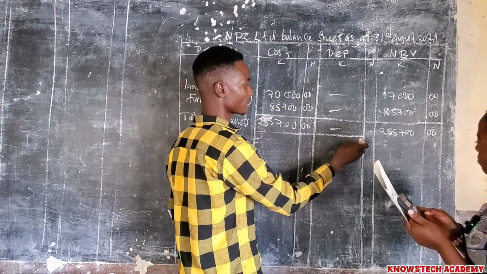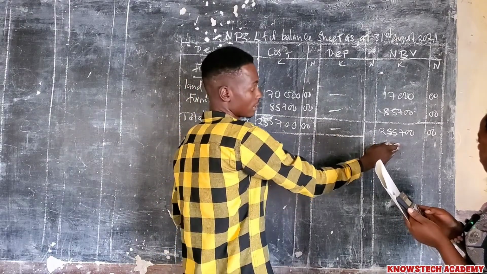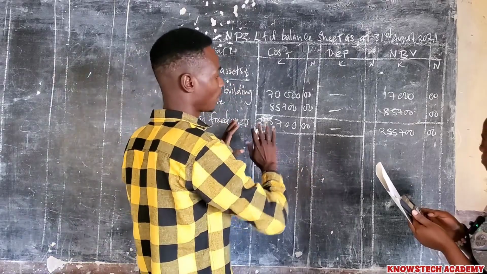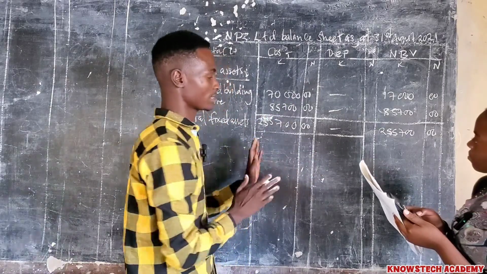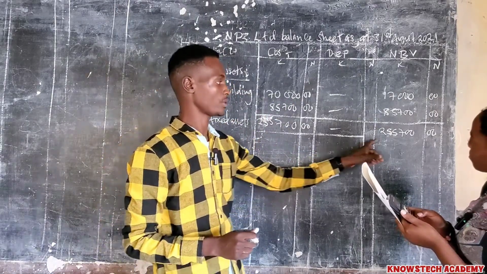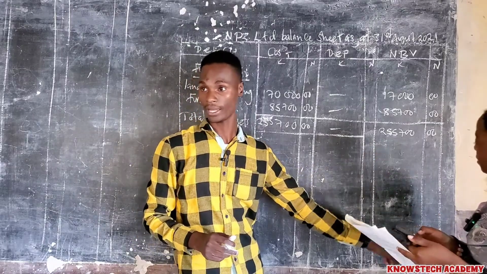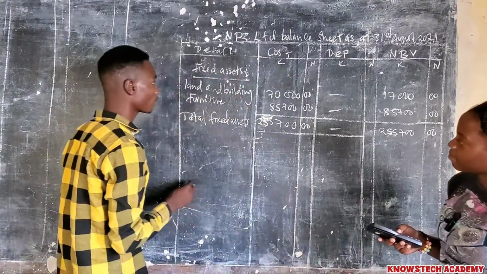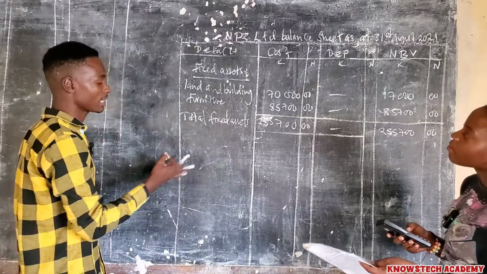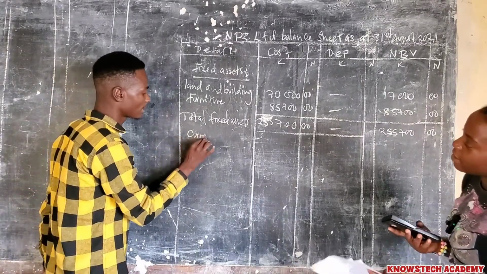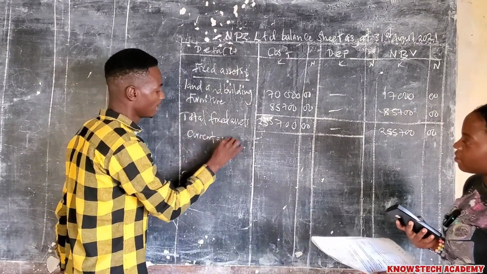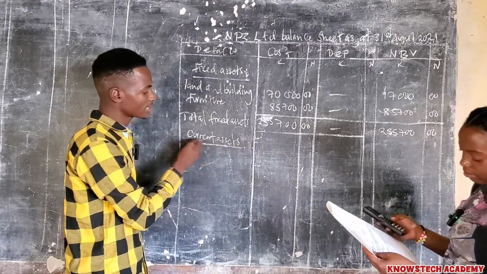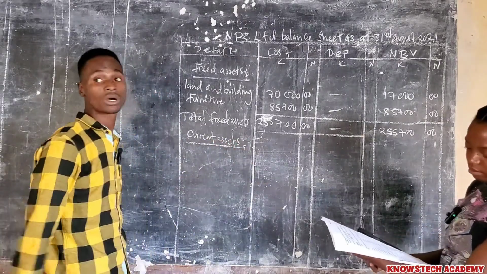The reason why we're closing this side and leaving it the way it is, according to this format we are using to prepare this balance sheet, is because we are still using this one down. So we're done with fixed assets. The next are current assets. We'll start with closing stock.